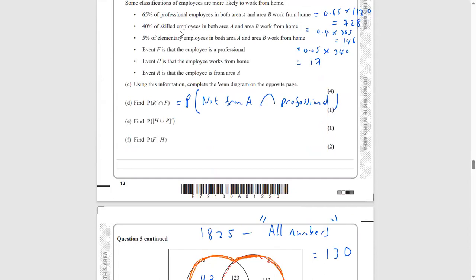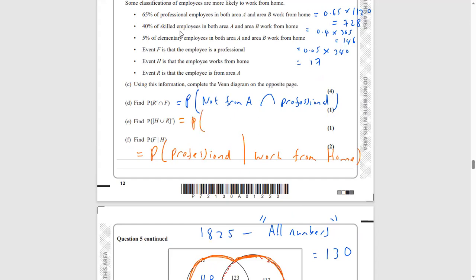We want to find the probability that someone is professional given that they work from home. Let's write this in words: probability that someone is professional given that, remember this vertical line means given that, they work from home. That's the calculation we want to do now. And just to be clear, I'm going to write this up here with part E, in case this one didn't make sense.